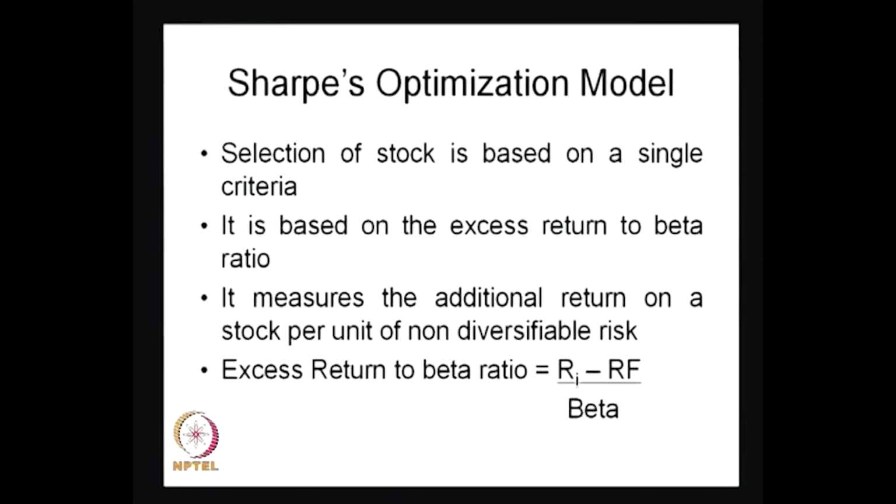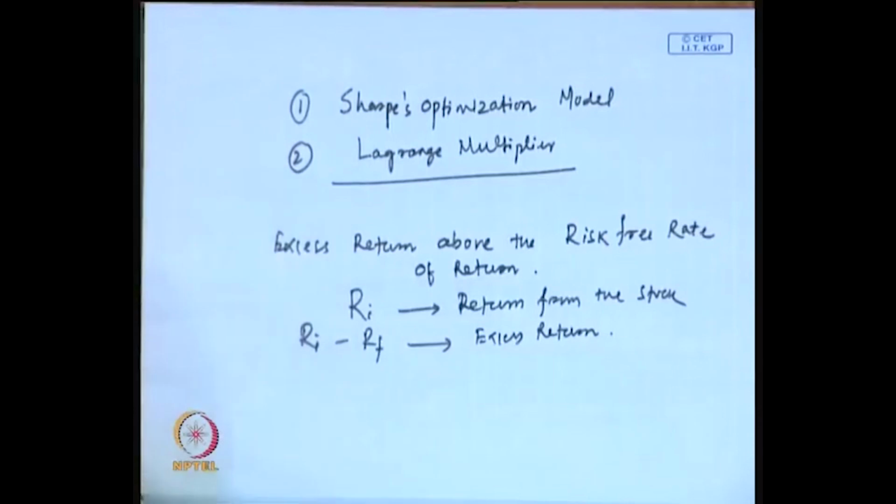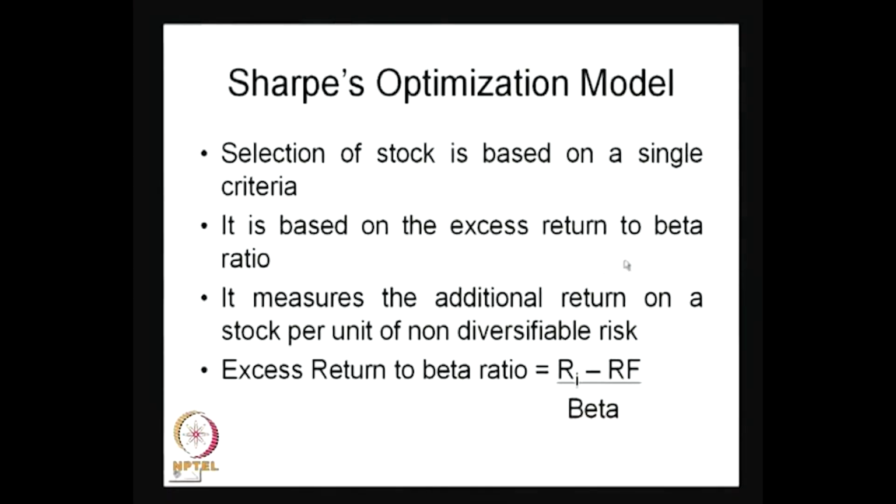So, he said the excess return to beta ratio is basically Ri, your return from this asset, minus Rf, your risk free rate, divided by the beta. Beta we have already explained in an extensive manner. Beta is nothing but the market risk, or the systematic risk, which that particular company or particular stock is going to face in the market.